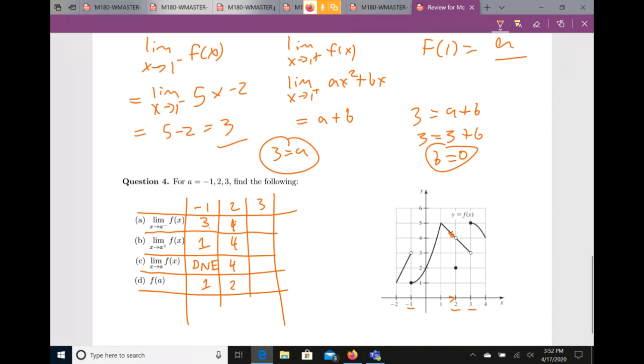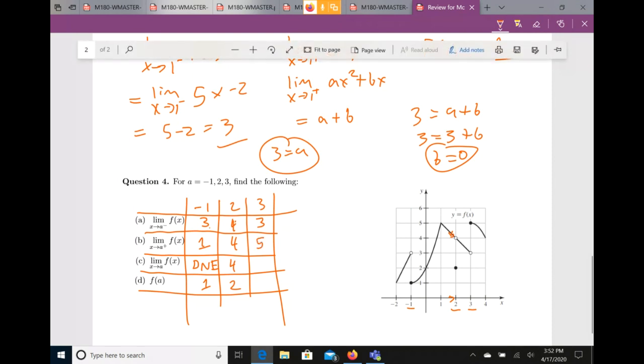Good. Last one. If I approach 3 from the left, what do I get? 3. Look at you, experts. If I approach 3 from the right, good. 5.